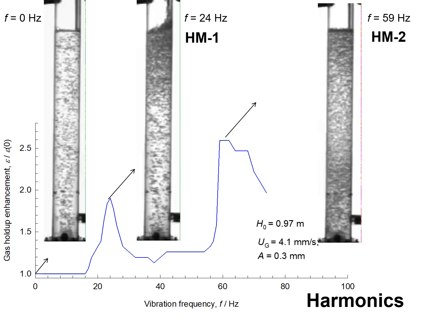We see regions of high gas holdups here and here. These correspond to the antinodes, and the positions where the gas holdup is lower correspond to the nodes of the harmonic.